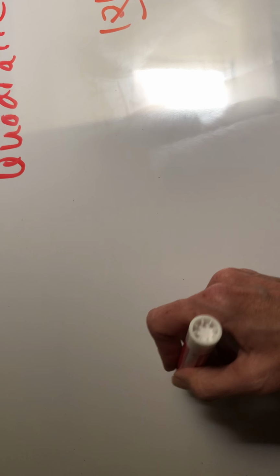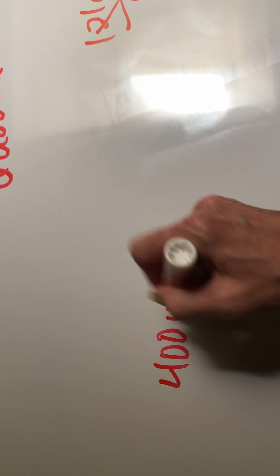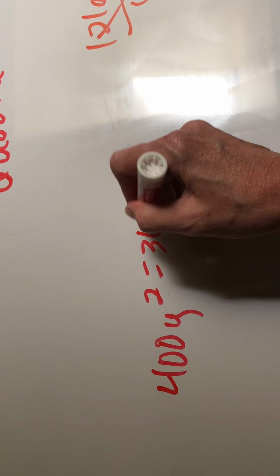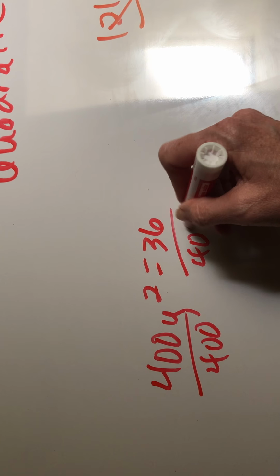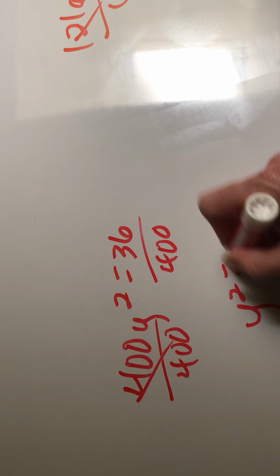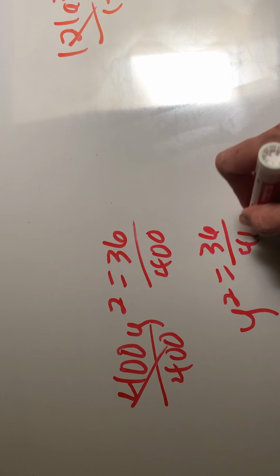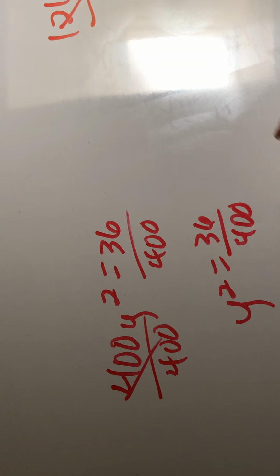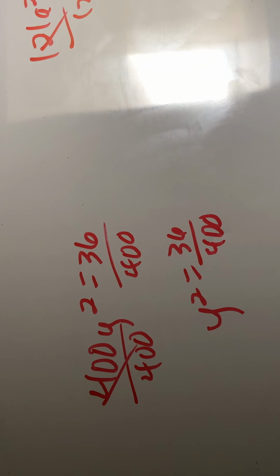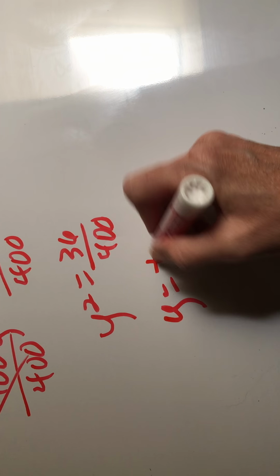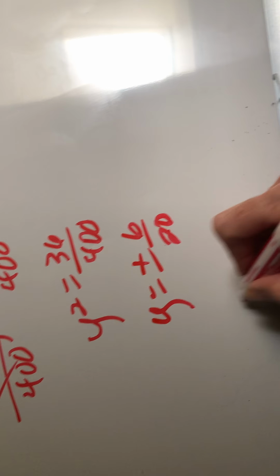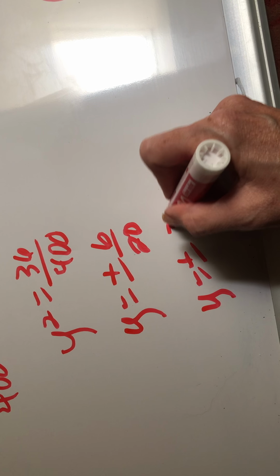Either way, sometimes they're already set up where the quadratic term is isolated. So you divide by 400. So y squared is 36 over 400. Again, they're both perfect squares, so don't try to figure out that decimal, just leave it, and then take the square root. So it'd be plus or minus 6 over 20, which will reduce to plus or minus 3 over 10.